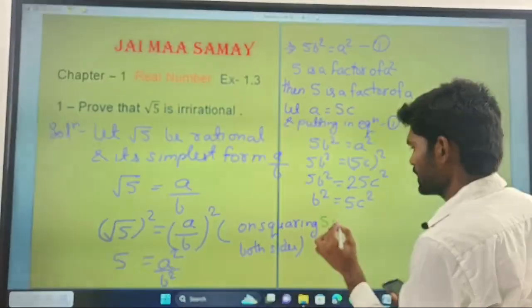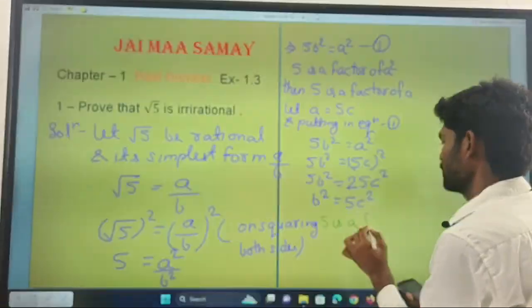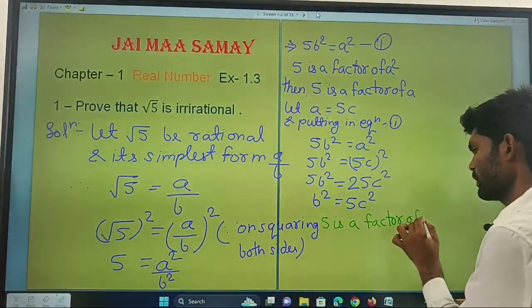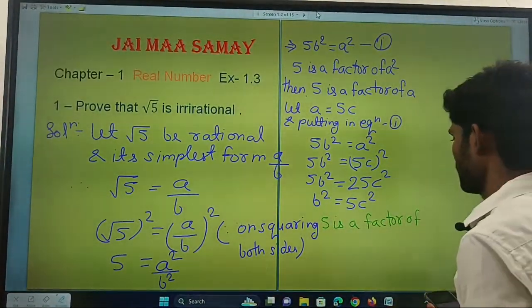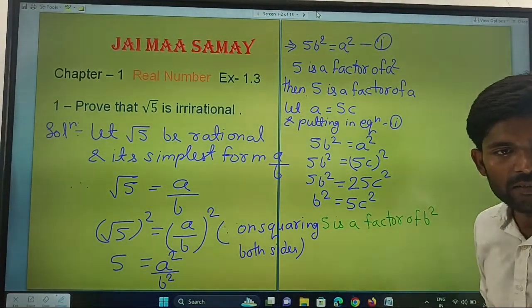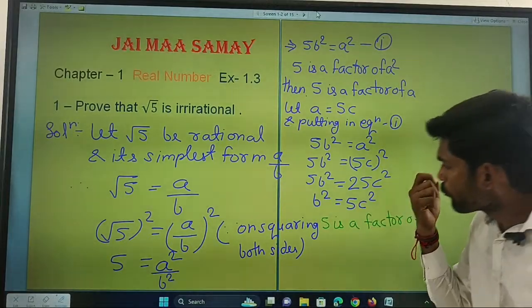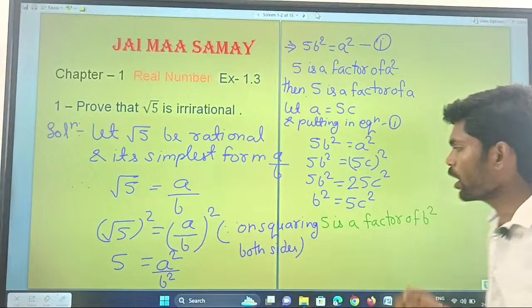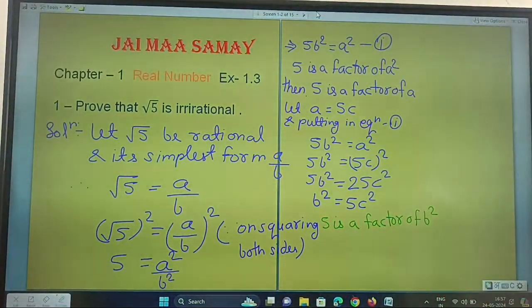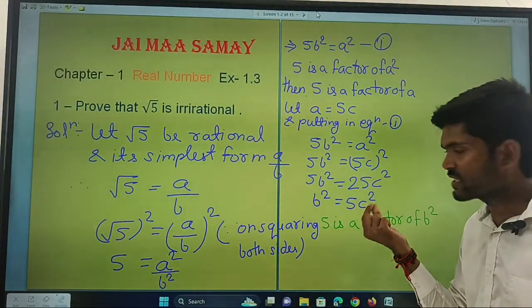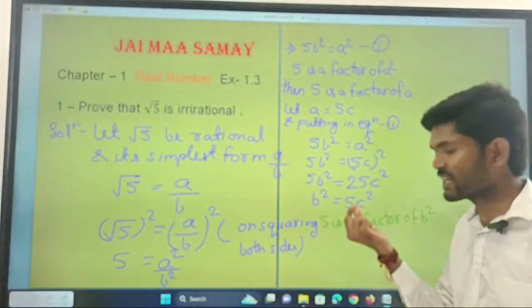5 is a factor of B square. Why not take C? Because the coefficient of 5 is the one we have to leave. Then C: 5 multiplied by C square, that's why C is left. That's why we take B square and 5.